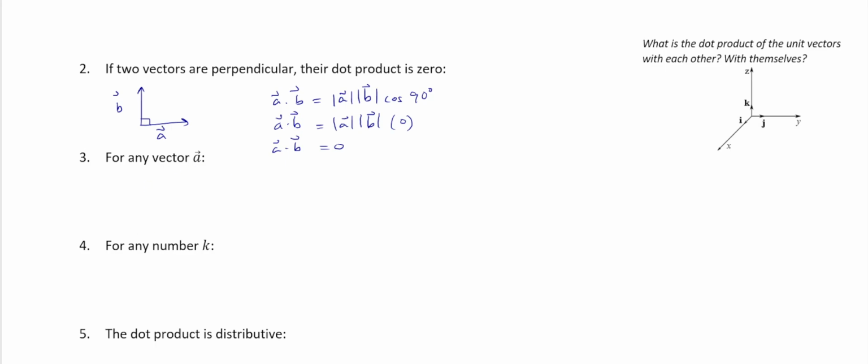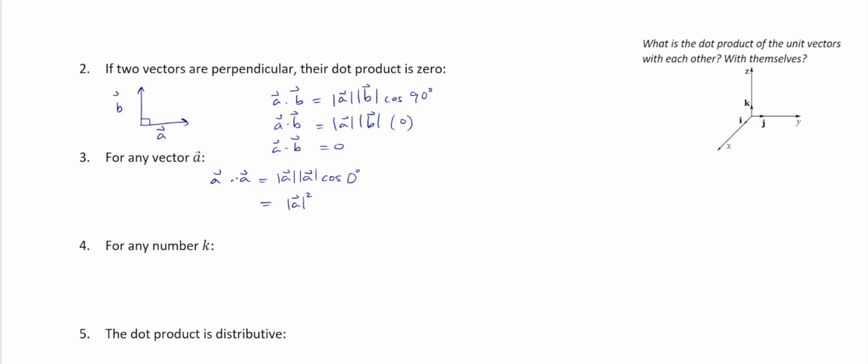For any vector A, if we take the dot product of the same vector A, that's equal to the magnitude of A times the magnitude of A times cos of the angle between two identical vectors, which is 0 degrees. That's just going to be the magnitude of A squared, because cos of 0 is just 1.